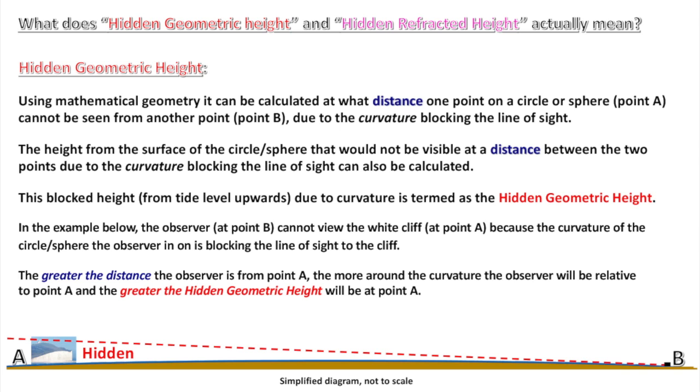In the example below, the observer at point B cannot view the white cliff at point A because the curvature of the circle or sphere the observer is on is blocking the line of sight to the cliff. The greater the distance the observer is from point A, the more around the curvature the observer will be relative to point A, and the greater the hidden geometric height will be at point A.